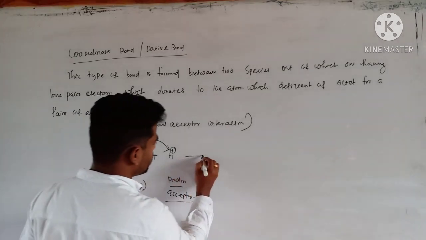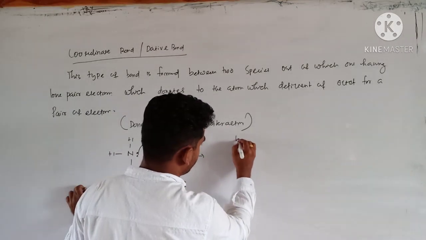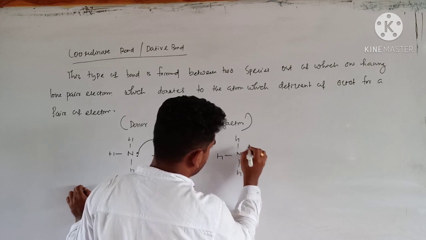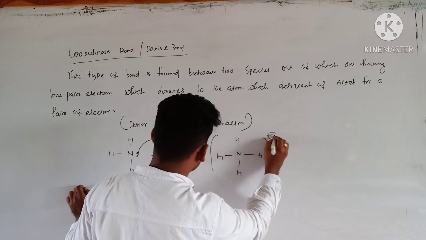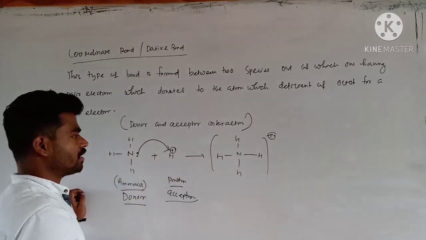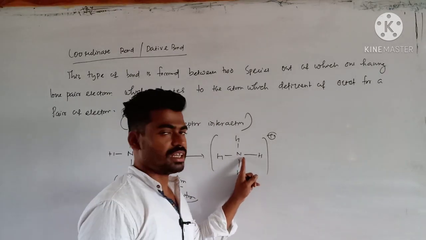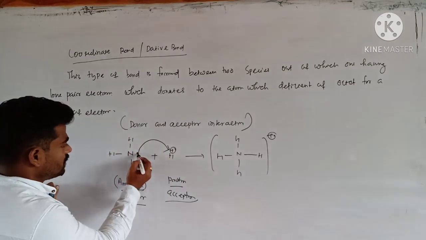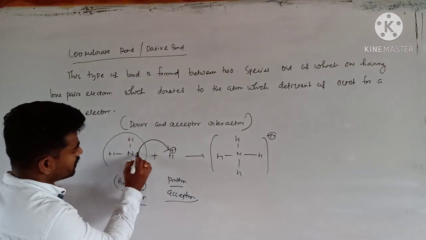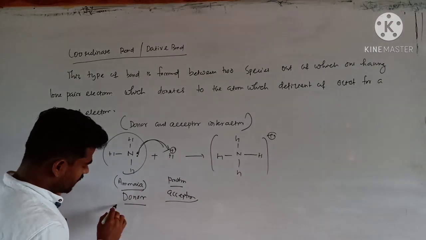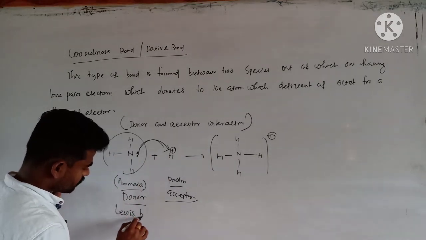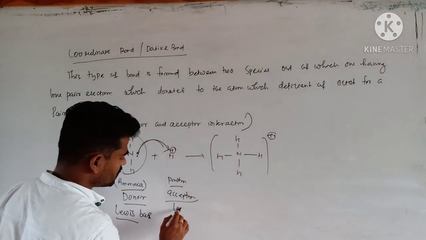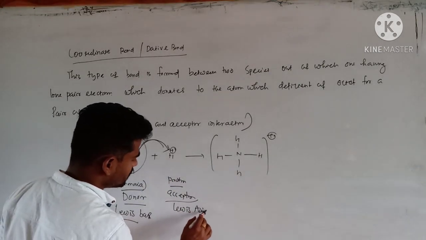Okay, so the interaction can be written like this: NH3 with H+. Here there will be an overall positive charge because nitrogen has given its pair of electrons to hydrogen, so that's why it becomes electron deficient. Here you can say this species donates its pair of electrons, so it acts as a Lewis base, and the species that accepts the electron pair is the Lewis acid.